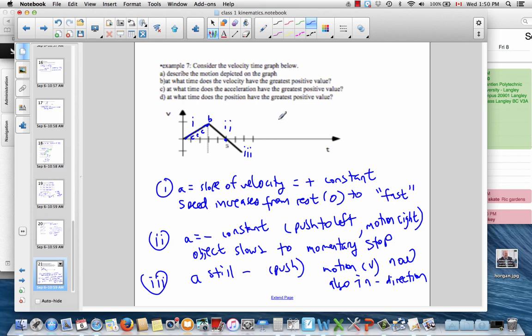When is the position the greatest positive value? Well, that'll be when it stops and turns around. That'll be right here at this location there. So you can get a lot of information out of reading the graph. And these last few examples have shown you some of the tools that you'll use and some of the approaches.